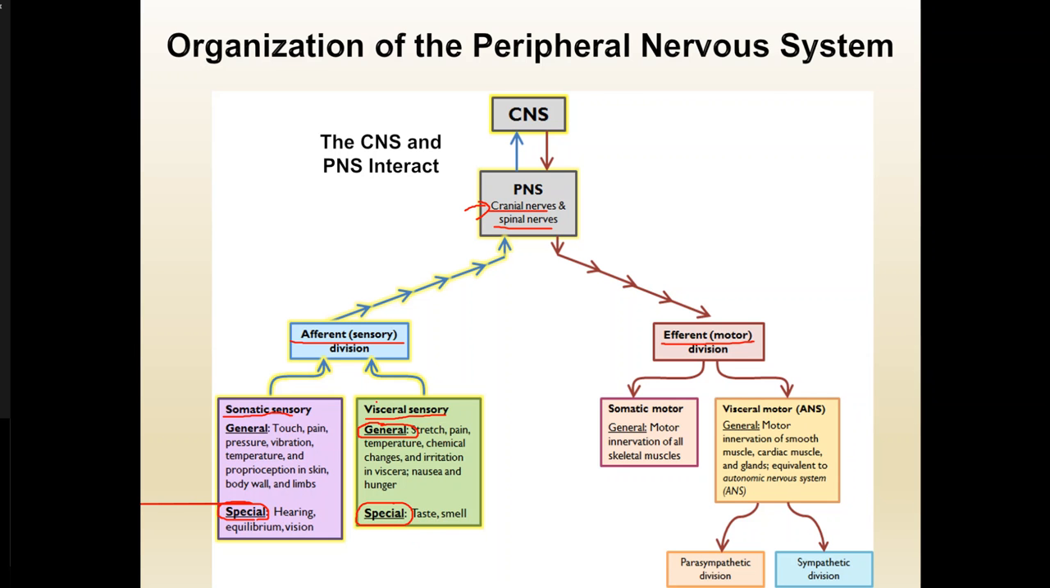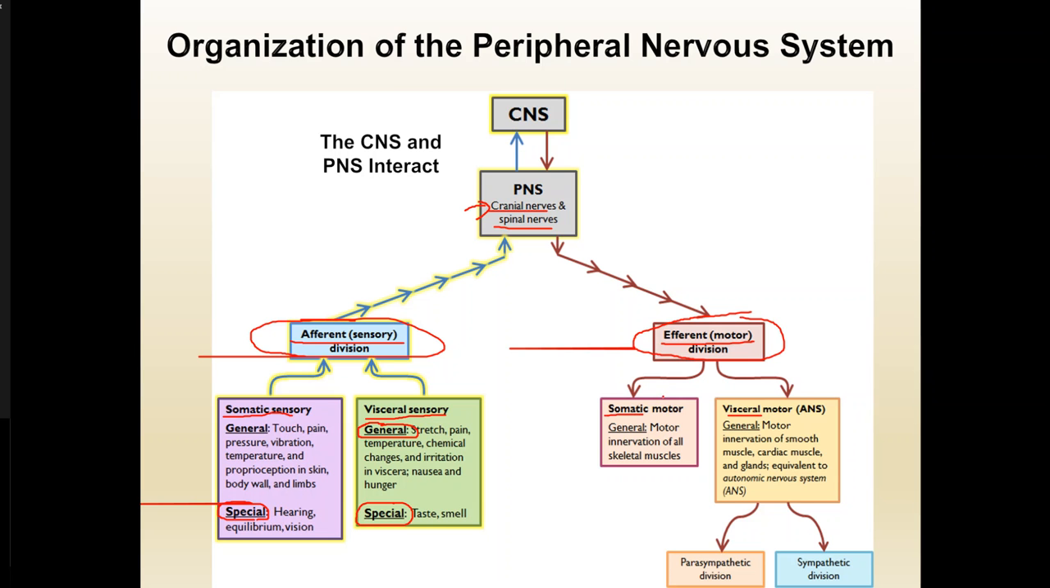Okay, so taste and smell are special visceral sensory divisions of the afferent pathway. The general here refers to the signals of stretch, pain, temperature, and things like irritation in your internal organs that would cause like nausea, also hunger, things like that. Okay, this was your afferent or sensory division. Now we're going to look at the efferent or motor division, okay, which also has a somatic and visceral subdivision.